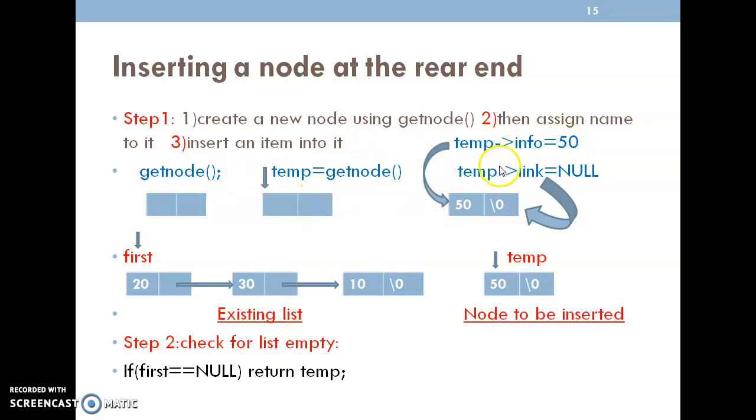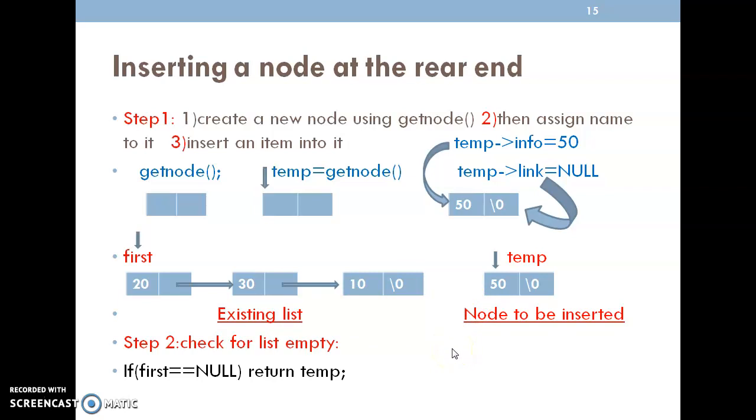Temp pointer information equal to 50, here I have stored 50. Then link I have taken a null value. Why? Because it is a single node now, because it is not yet added to the existing one, so it is null only. Then there is an existing list. The new one which I have created, temp, will be attached to the existing linked list. From which end? From the rear end.